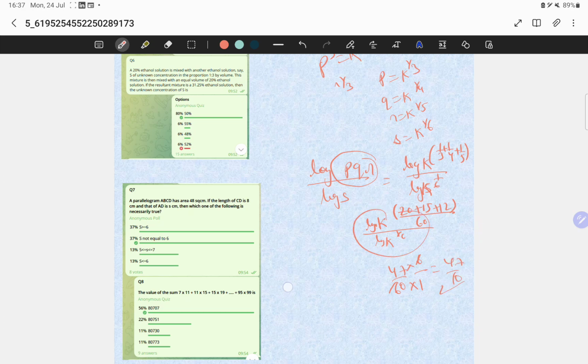Okay, what property have I used here? Log a to the power m upon log a to the power n can be written as m by n. Okay, this is the property used here. This is done.